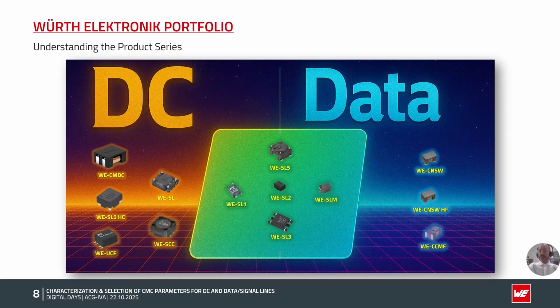We have several series in our portfolio, and in the first interaction it could be very overwhelming. How can I choose the right common mode choke for my design? That is why it is organized into different series. Some series are specifically designed for DC lines, others for data lines, and some can be used for both. This flexibility comes from one of the common mode choke's characteristics, the winding style, which can be bifilar or sectional. As explained earlier, the winding style impacts the differential mode signal while also influencing key parameters such as the insulation level.